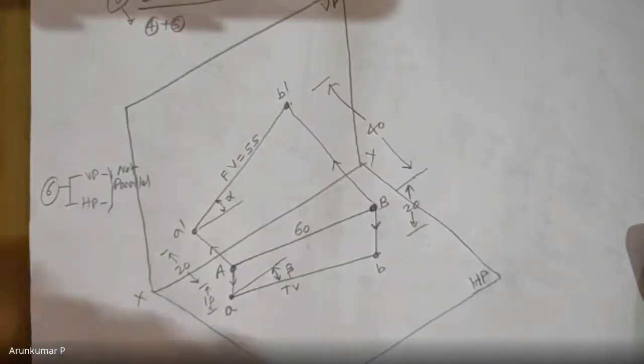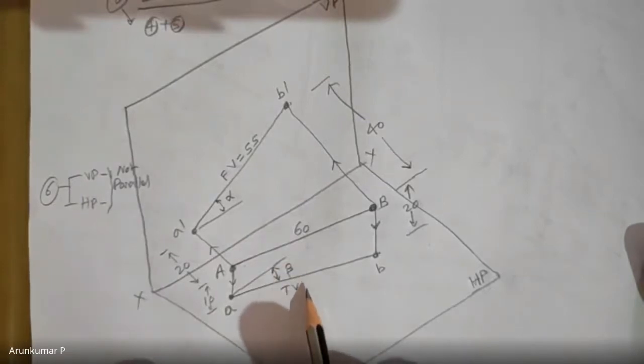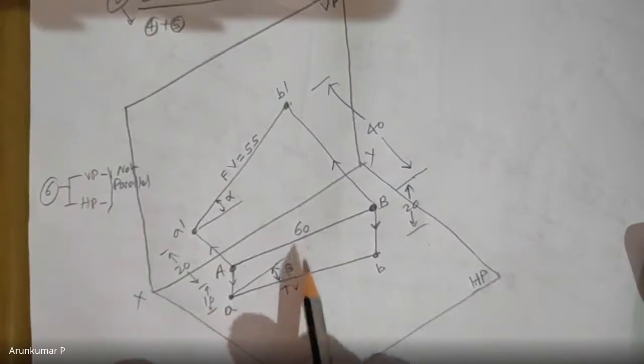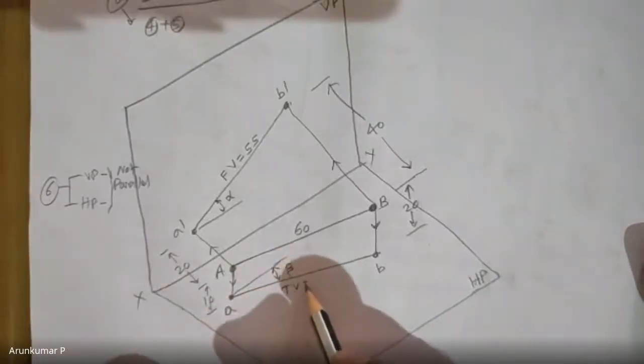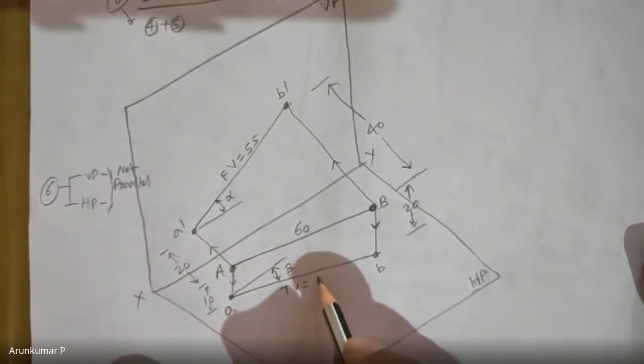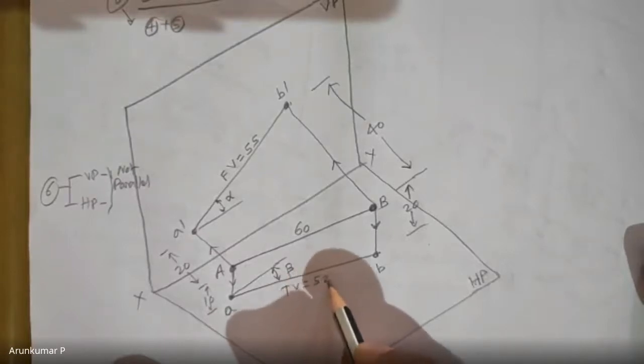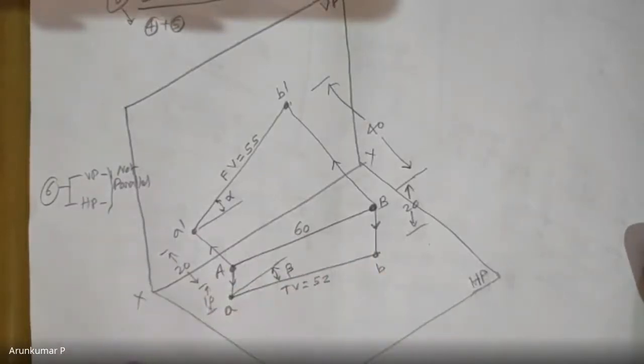Okay. Now, what do you think is the length of the top view? Is it 60 or is it less than 60? Less than 60. Yes, it is less than 60. It may be around maybe 52, 53, I don't know. But definitely less than 60.